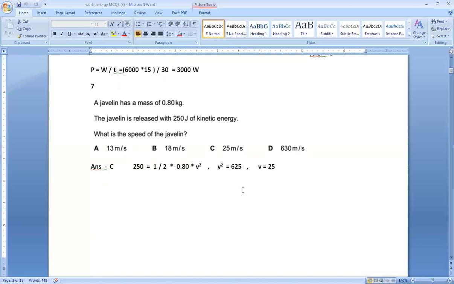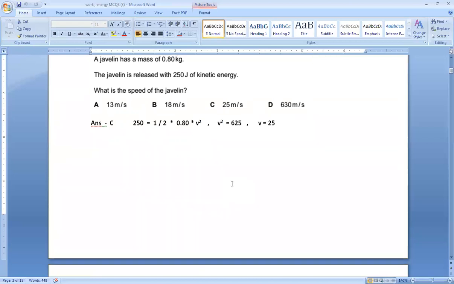Simply use the formula kinetic energy is equal to half mv square, put the values in it and calculate the velocity. That would be 25 meter per second. So our option is C.